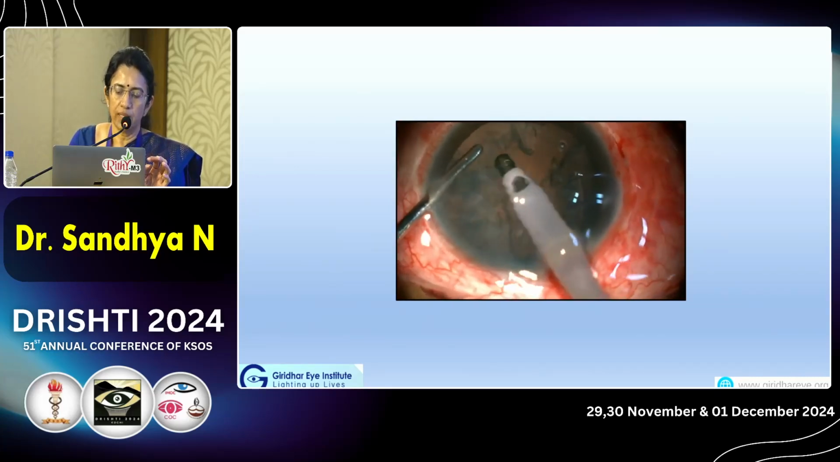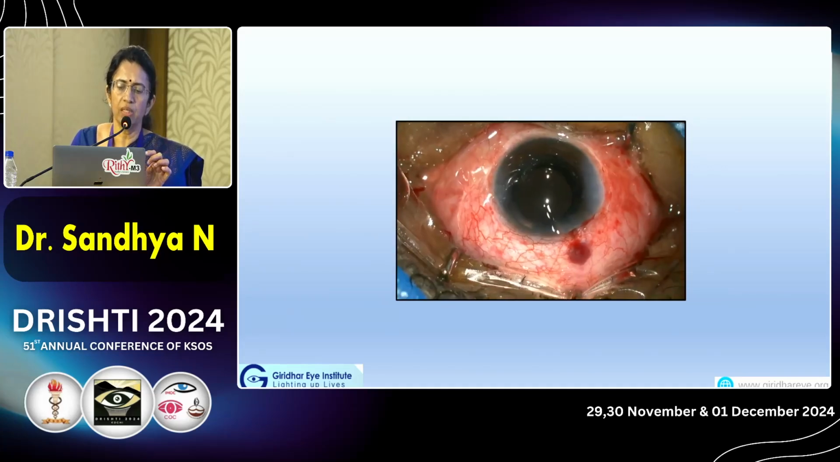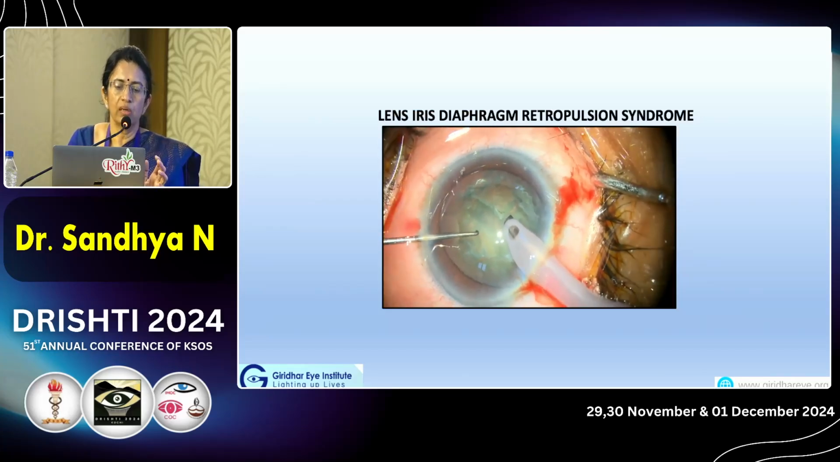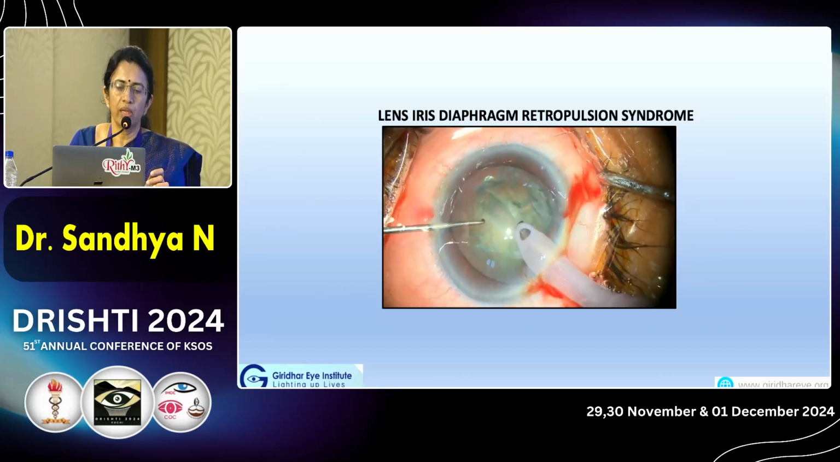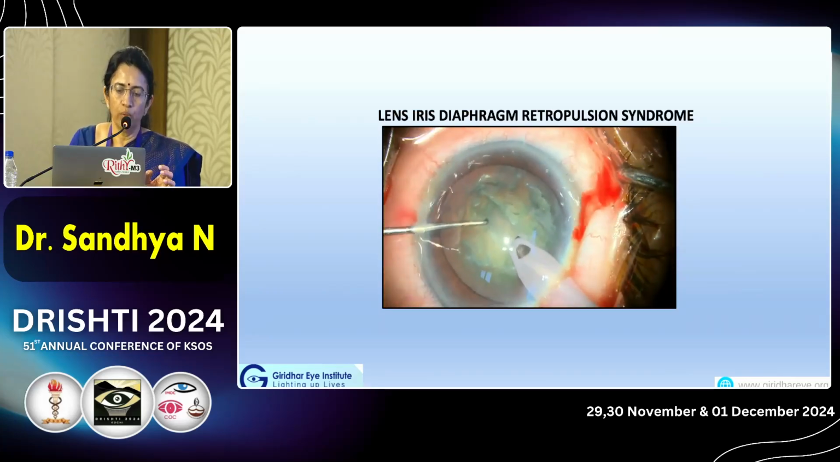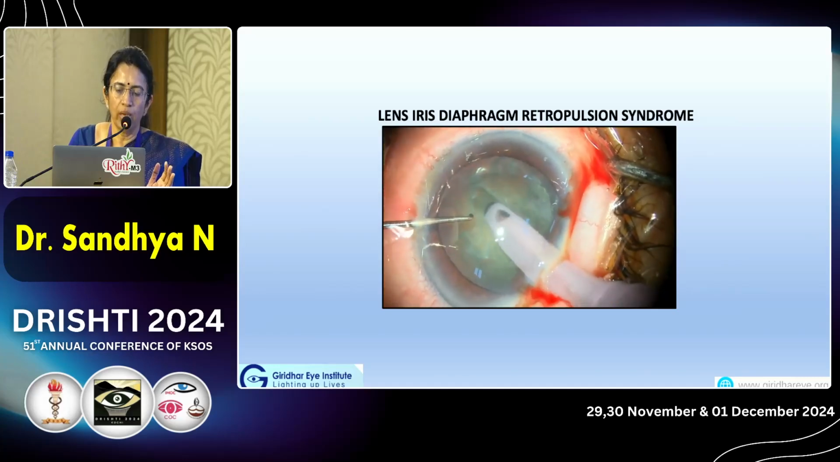After this, a single piece lens was placed inside the bag, and whenever there is doubt on the integrity of the corneal tunnel, you can put a suture there. These eyes, because of the low scleral rigidity, are more prone to what is known as lens iris diaphragm retropulsion syndrome. Here, whenever the eye is filled with OVD or when we are starting the infusion, the iris is thrown back onto the anterior capsule.